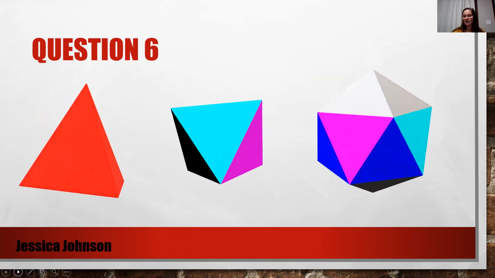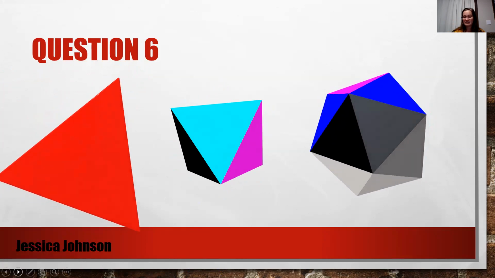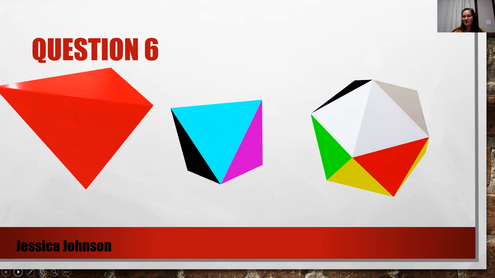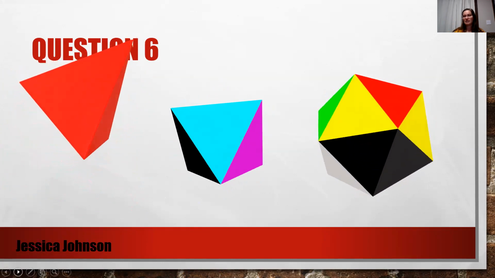An icosahedron is a 3D image with 20 faces. Each face is an equilateral triangle. The icosahedron is convex and has 30 edges and 20 vertices.